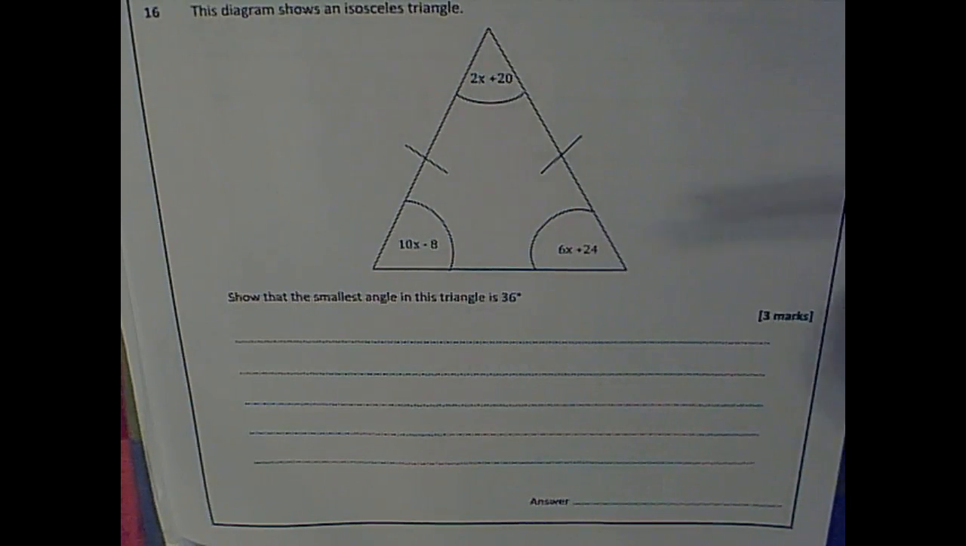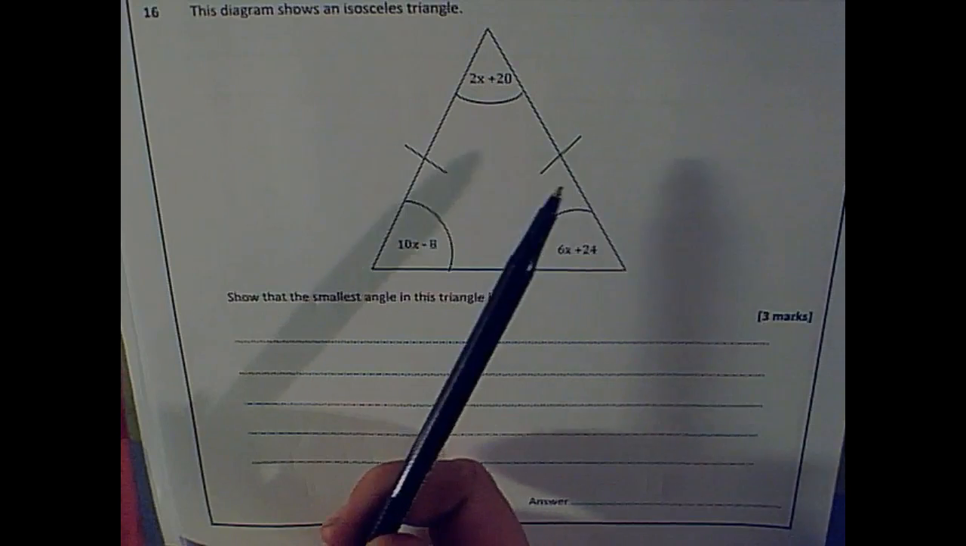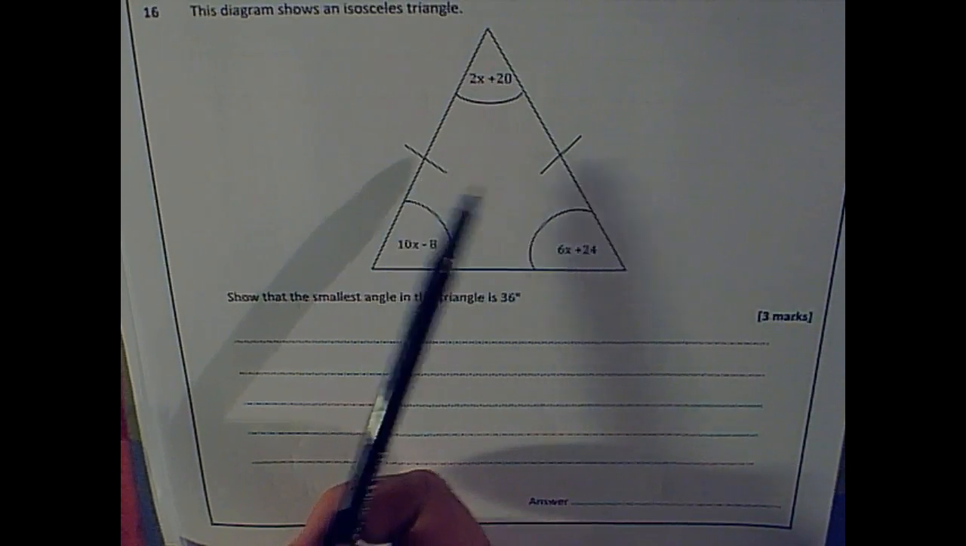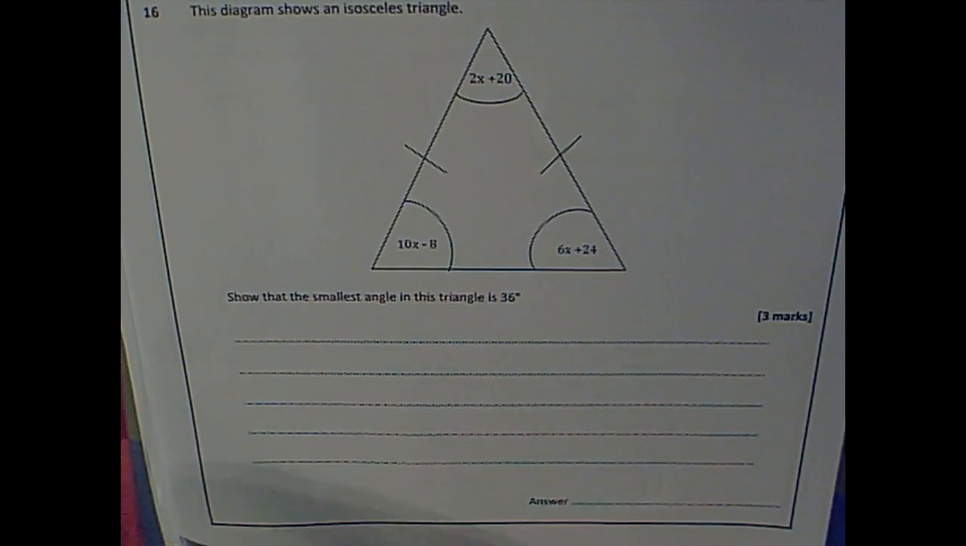Question 16. This diagram shows an isosceles triangle. Show that the smallest angle in this triangle is 36 degrees. It's isosceles. We've got my markers, so these are the two sides which are equal to each other. So I know these angles are equal to each other. And I've got this angle here.